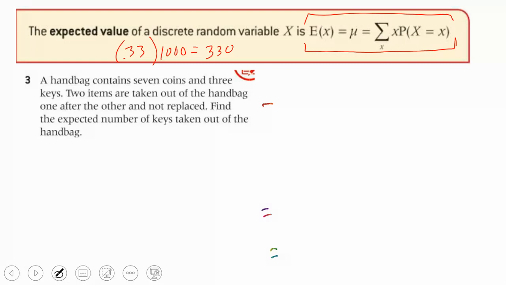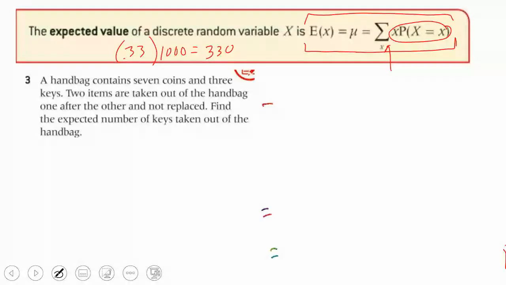So that's our concept. This means add up all those probabilities. That's all summation means. So we're really just finding all of the expected values in a table. So let's look at our situation.